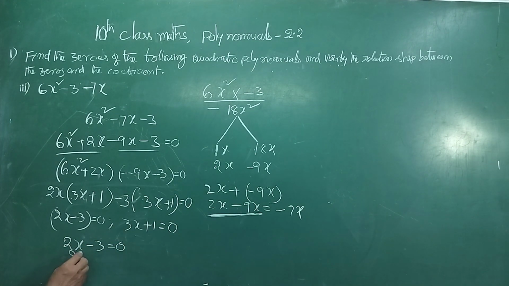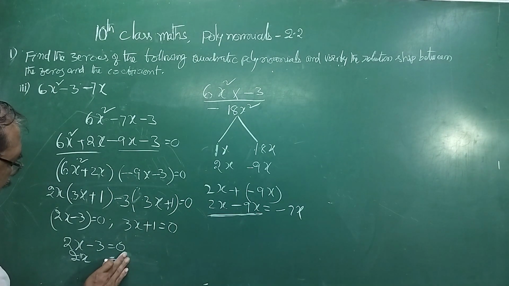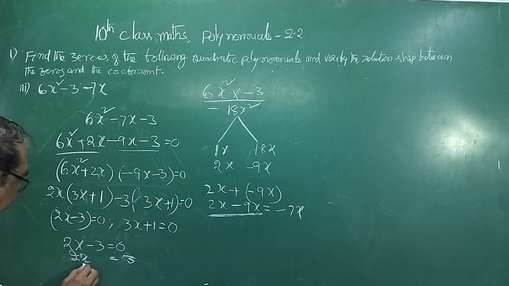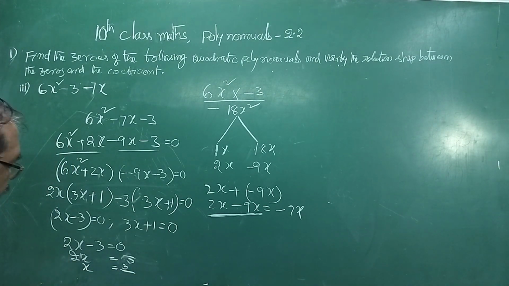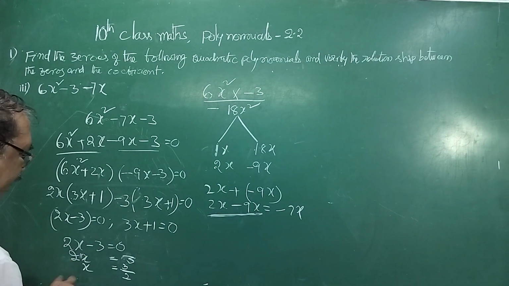Now 2x is equal to 0 minus 3. When we take it to the other side of the equal sign, it becomes plus 3. That means 2x is equal to 3. Therefore, x is equal to 3 by 2. Why by 2?